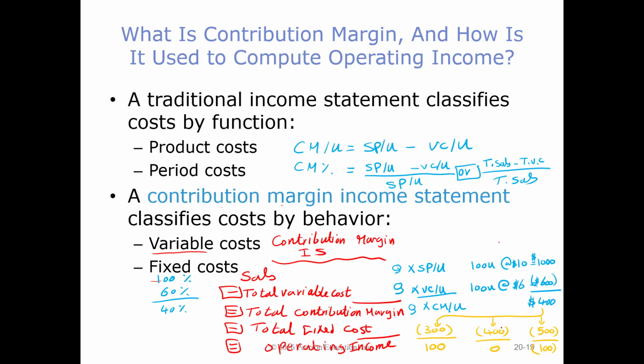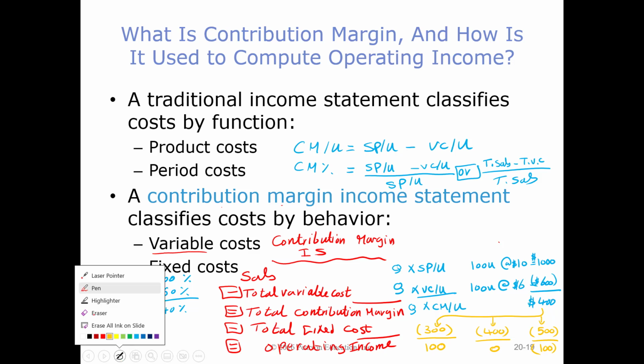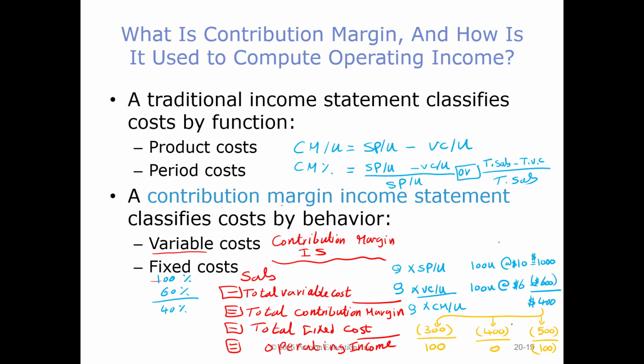Okay. This point is what I'm interested in. The 400 that yielded me 0 operating income. This is what we call break-even unit. What is break-even unit? The number of units that will make the operating income equal 0, which means I'm neither making loss nor profit. I'm just covering my cost.